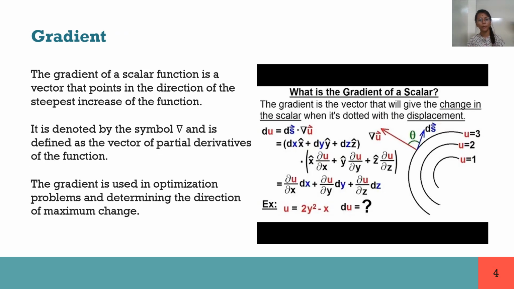Now moving on to the topic gradient. The gradient of a scalar function is a vector that points in the direction of the steepest increase of the function. It is denoted by the symbol del and is defined as a vector of partial derivatives of the function. The gradient is used in optimization problems and in determining the direction of the maximum change.